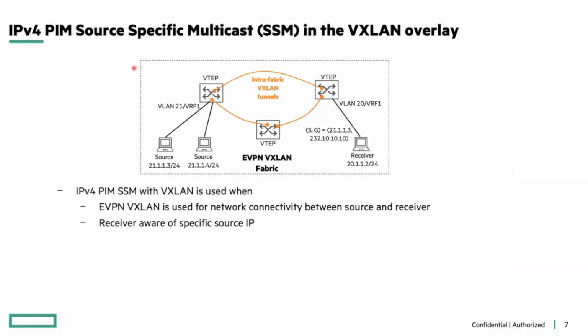Okay, so let's talk more about PIM SSM in the VXLAN overlay. When would you want to use this? When you have VXLAN tunnels between the source and the receiver, and the receiver is aware of the specific source IP he wants to join.